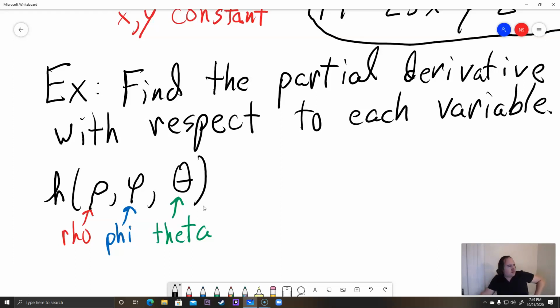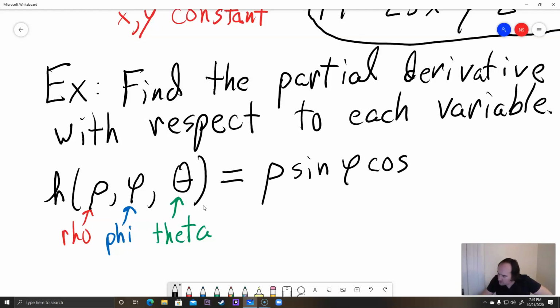Okay? And here our function is going to be rho sine of phi cosine of theta. Okay? Rho sine of phi cosine of theta. And people draw phis in different ways. If you look on your homework, the phi looks more like this. It almost looks like a little leaf or something. But when I write my phis, I think the way most people write their phis is more like that. Okay? Alright, so rho sine of phi cosine of theta. Now once you get used to the weird Greek letters, this is actually a pretty easy problem.